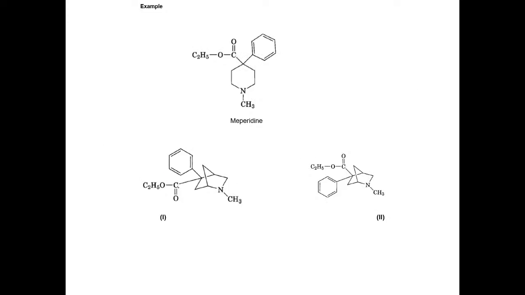So here you have meperidine. What have we done to this meperidine? This is a piperidine structure, right? This ring does not have any double bonds. Have you studied the conformation of cyclohexane?